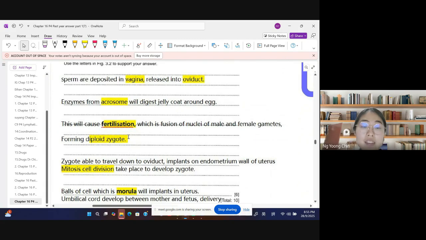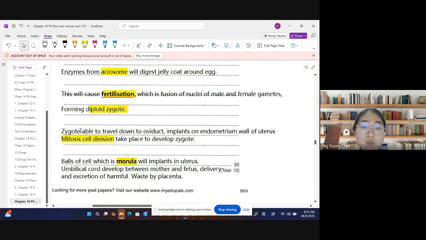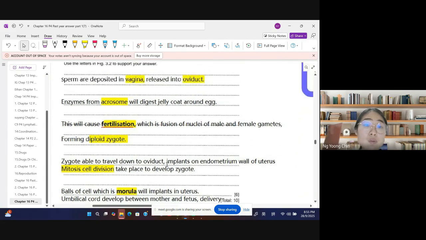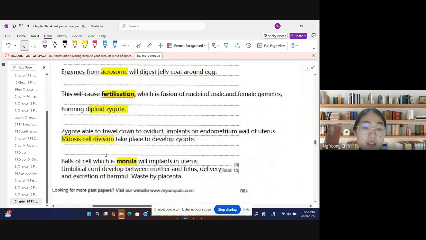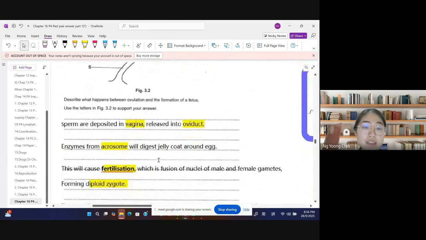The zygote travels down the oviduct and then implants on the inner wall of the uterus. Now you're talking about the formation of the fetus. The mitosis cell division takes place to develop the zygote, which then becomes the morula. Morula is a ball of cells. It implants on the uterus, and then you develop the umbilical cord. Okay, so here's the process, finished already.